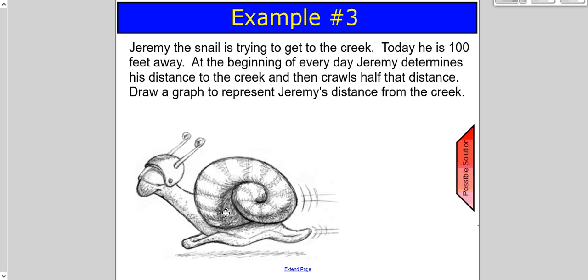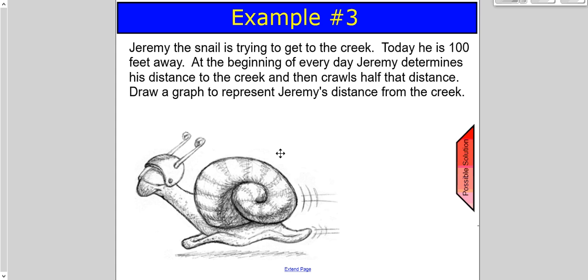Okay, Jeremy the snail is trying to get to the creek. Today, he is 100 feet away. At the beginning of every day, Jeremy determines his distance to the creek and then crawls half the distance. Draw a graph to represent Jeremy's distance from the creek.